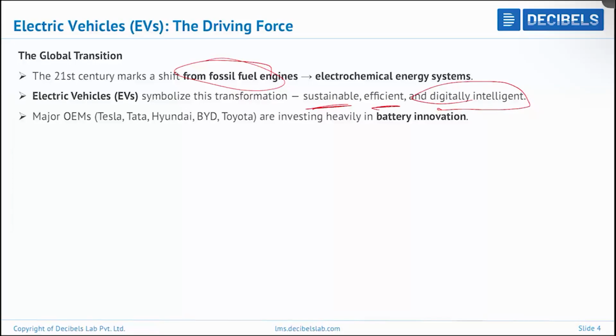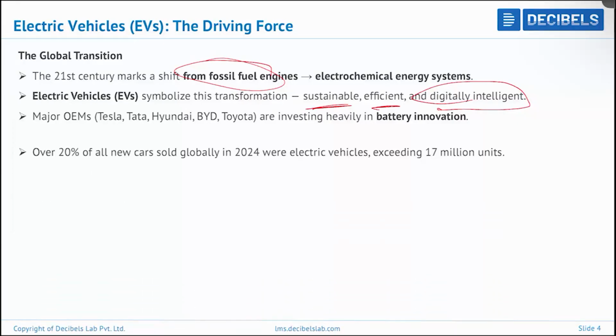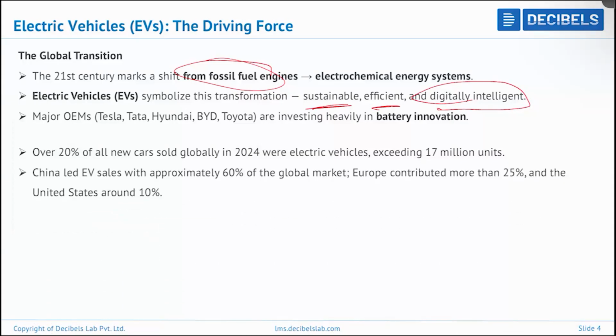We know that the major OEMs like Tesla, Tata, Hyundai, BYD, and Toyota are investing heavily in battery innovation. Over 20% of all new cars sold globally in 2024 were electric vehicles, which is more than 17 million units. Among this, China is taking the lead. China has led EV sales with approximately 60% of the 17 million units in the global market. Europe contributed more than 25%, and the United States is around 10%.